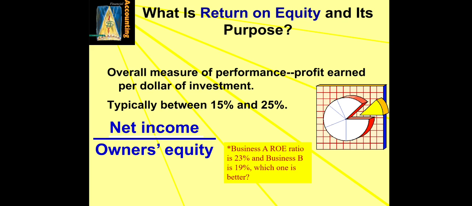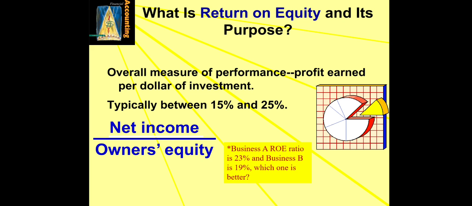The maximum is 20%. So for ROE, return on equity, a good business to invest in is a business that has ROE between 15 to 25. If you see that a company has ROE of more than 20%, then always remember this.